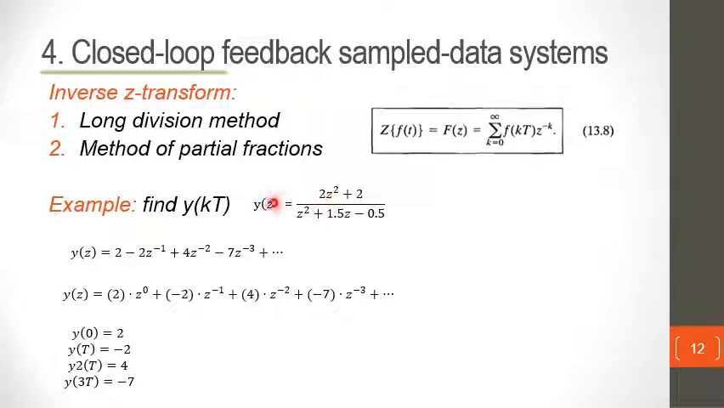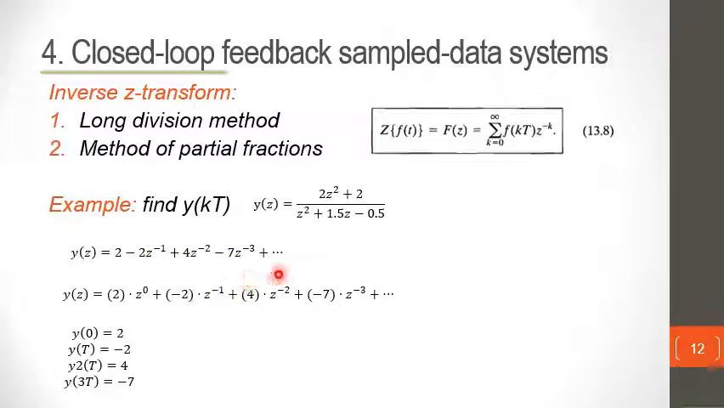If you use the long division method, we will come up with an infinite series. The first few values of the infinite series will be 2 minus 2z to the power minus 1 plus 4z to the power minus 2 minus 7z to the power minus 3, and so on and so forth. At this point, we are satisfied. We have 4 samples: 0, 1, 2, 3.